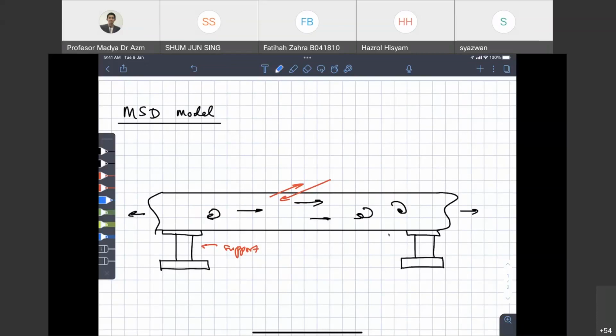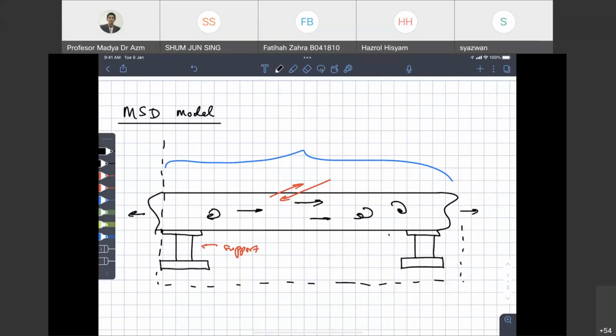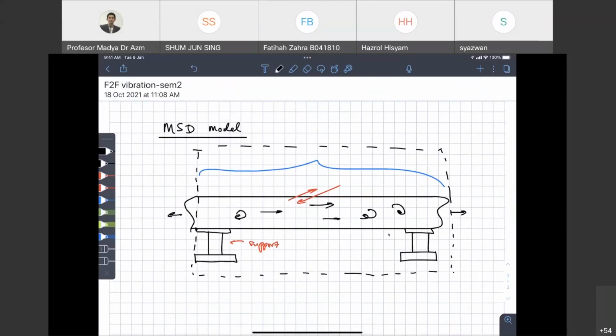So this section of the pipe only, vibrating in horizontal direction. So if we want to make analysis, only in this section, so we limit our analysis only on that section of the pipe. Okay, so we can model the pipe. Let's say the whole body of the pipe is moving.